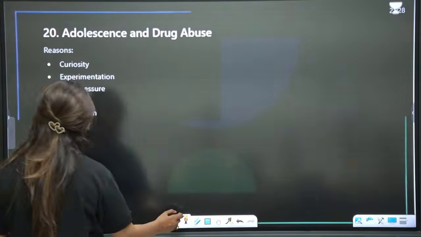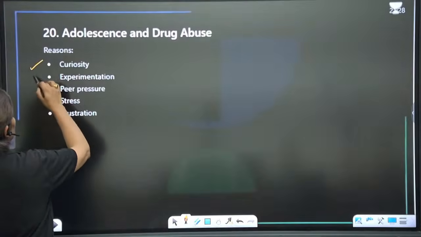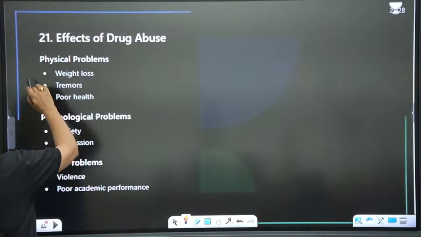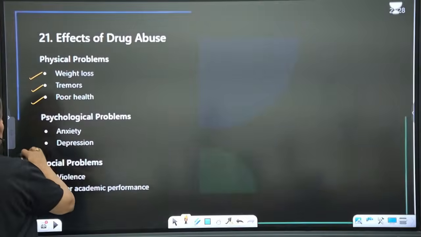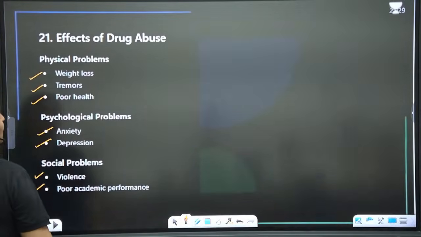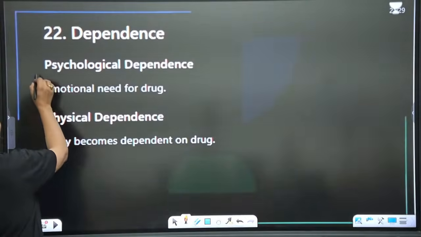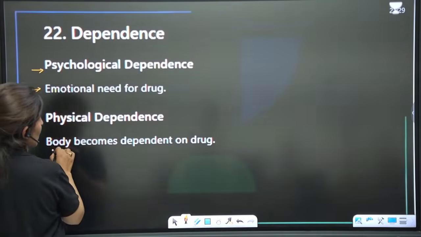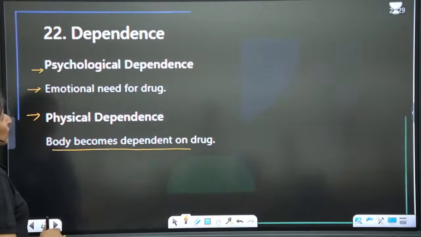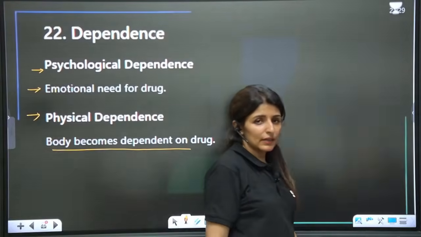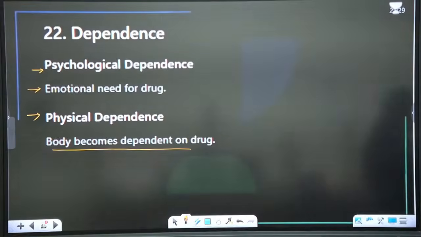This is about adolescents, why they get into drug abuse. So you must know all these things. Clear? What are the effects? Weight loss, tremors, poor health, psychological anxiety, depression, violence, poor academic performance. So dependence can be psychological, an emotional need, then physical dependence means the body becomes dependent and will not function without it. So this was all about health and diseases. Please let me know all these points are clear.